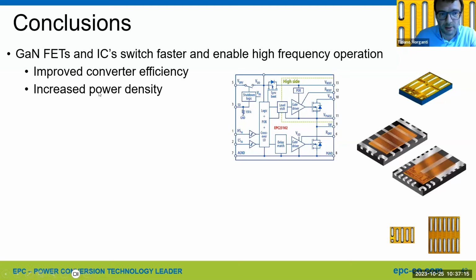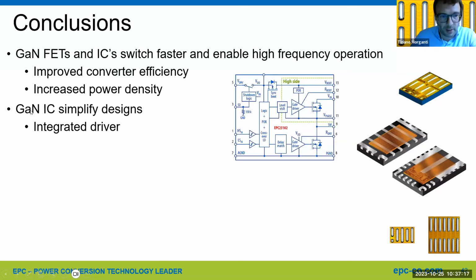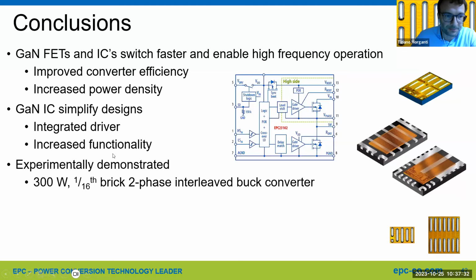We can increase the power density. Then the ICs can simplify the designs and also reduce the size of the solution, as we have seen in the 9177, because they integrate basically the driver and more functionality.